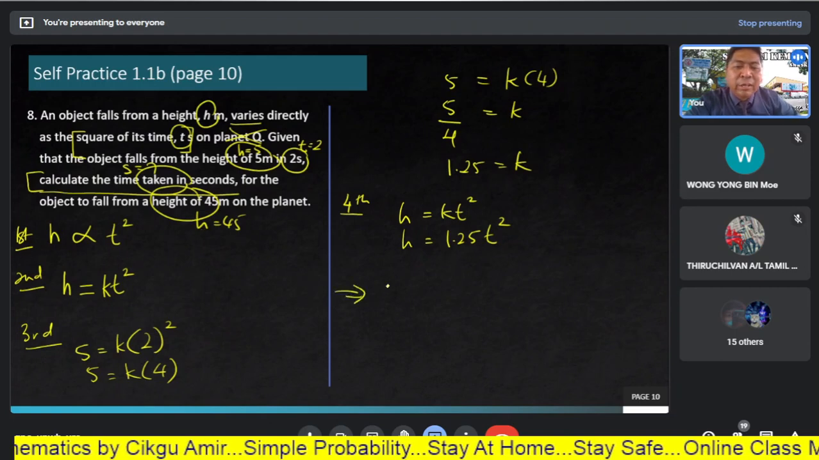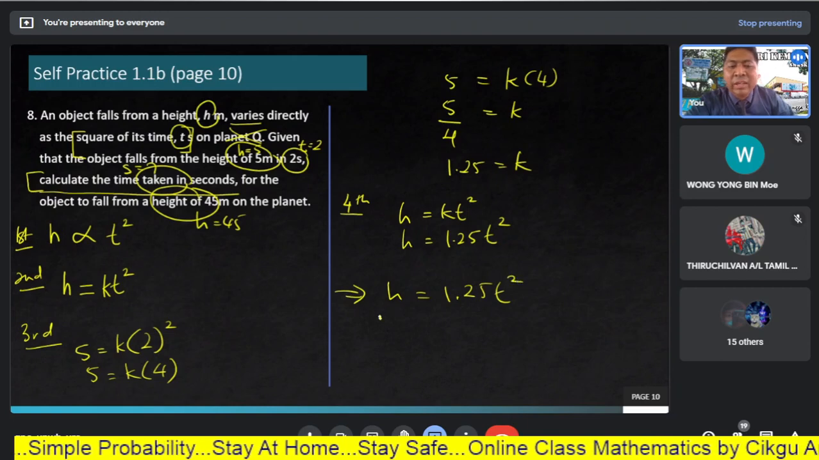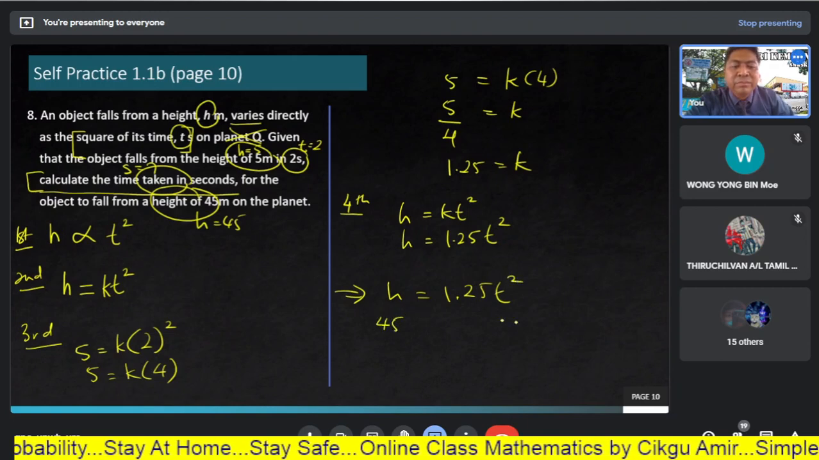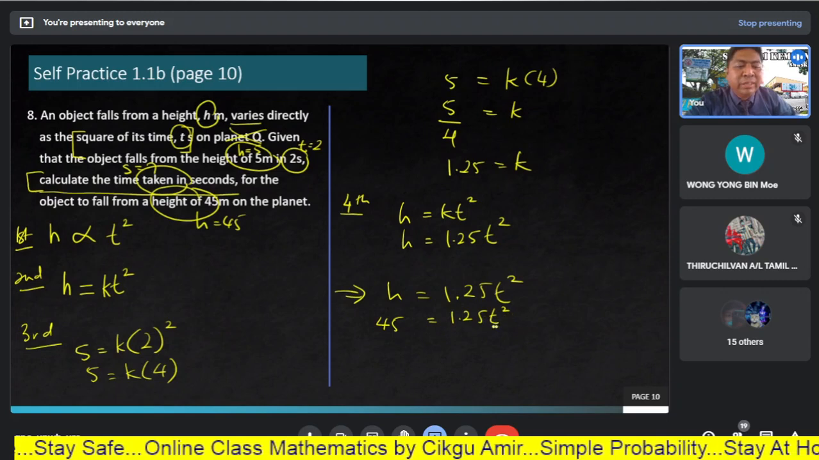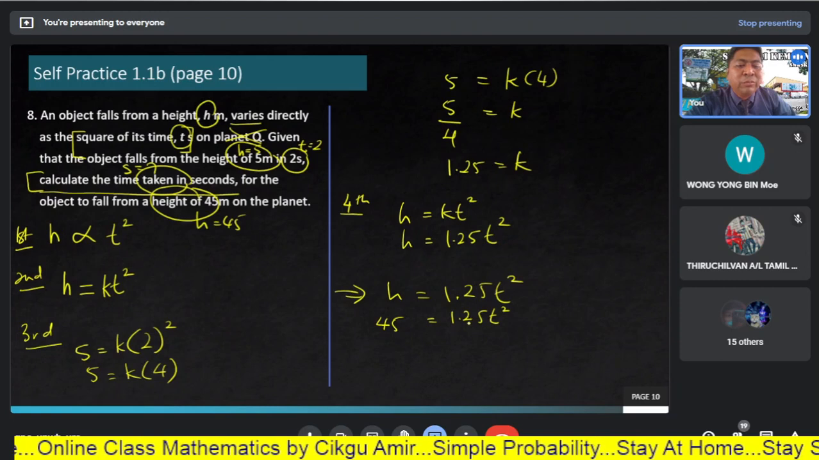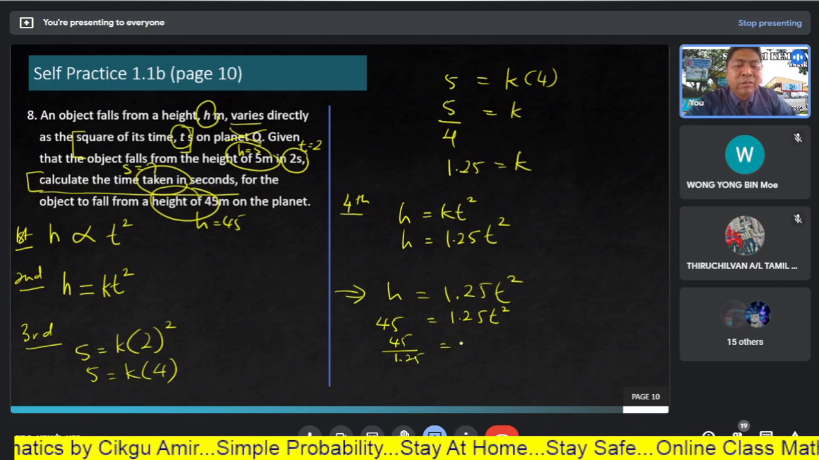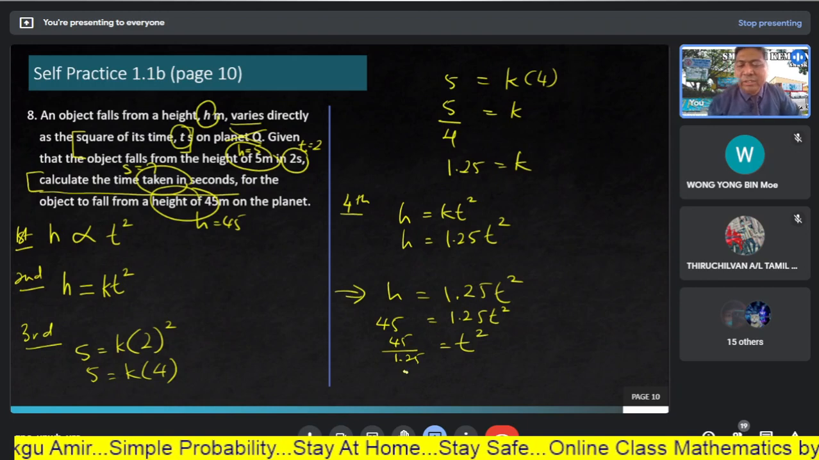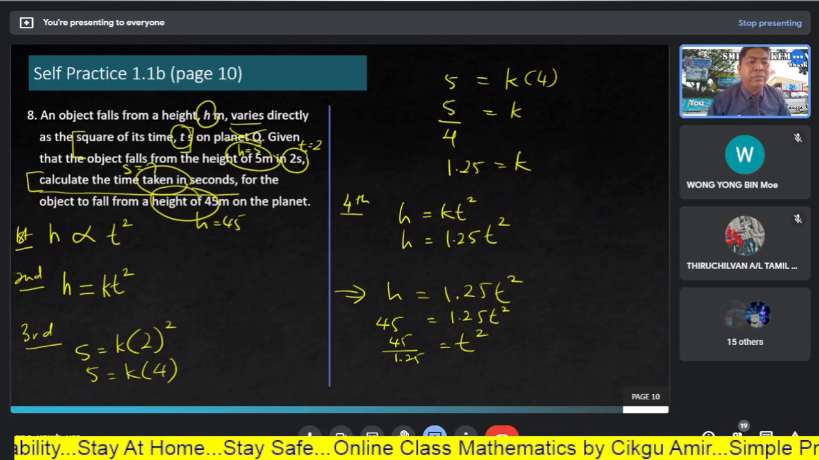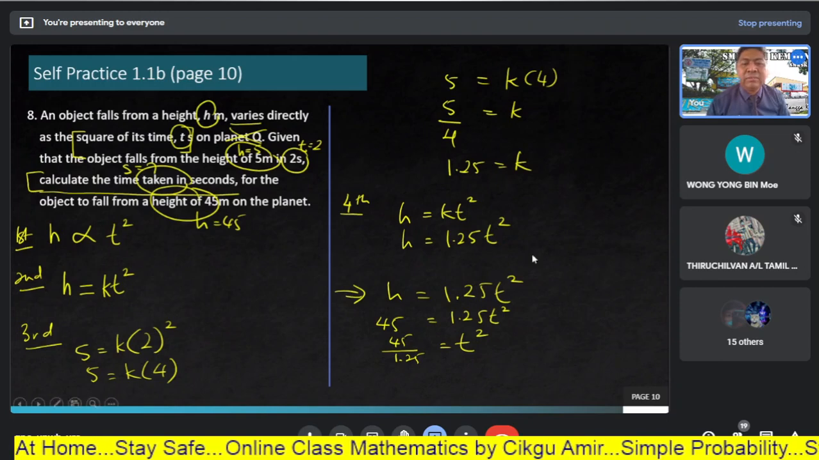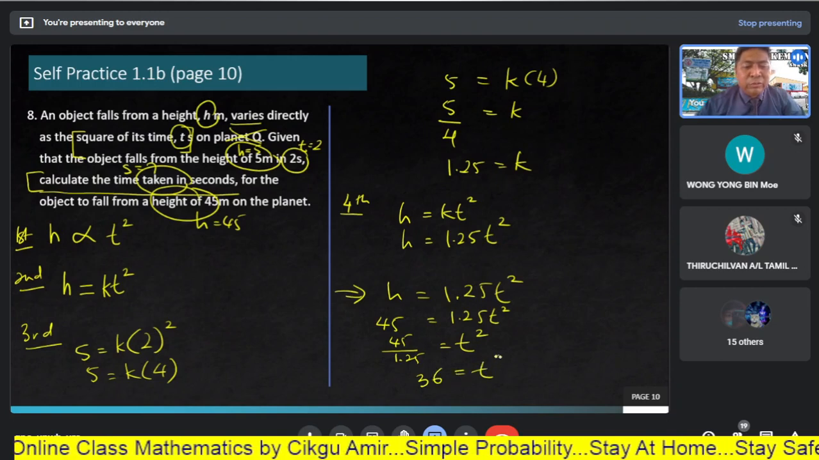So, get back the equation: H equals 1.25 T square. Now H is 45, so 45 equals 1.25 T square. We want to find the value of T, so 1.25 will move to the left. 45 divided by 1.25 equals T square. Using the calculator, 45 divided by 1.25, we get the answer 36. So 36 is equal to T square.